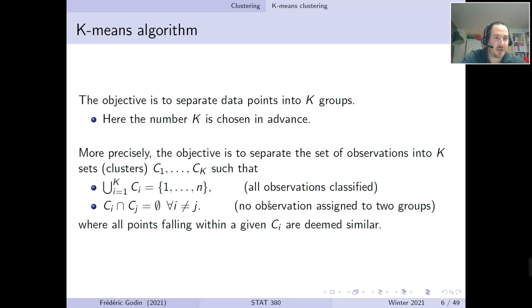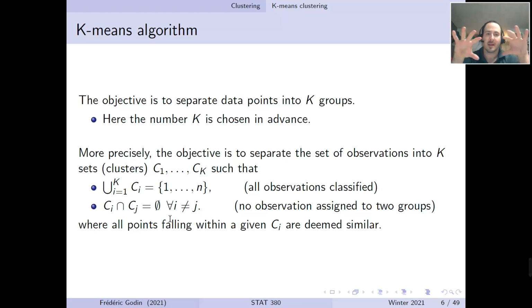So all observations are classified, and furthermore, if we have two distinct clusters, i and j, then their intersection has to be null. So in a sense, clustering is finding a suitable partition of the set of observations. Okay, and the idea here is that all observations falling into one cluster should have some degree of similarity.